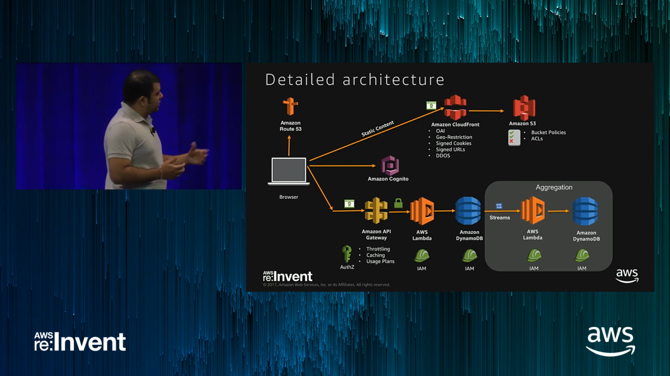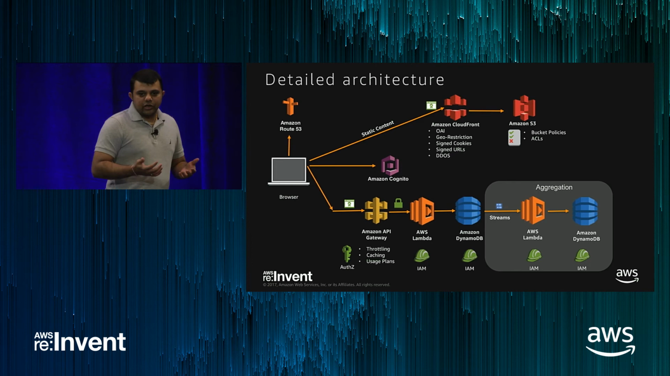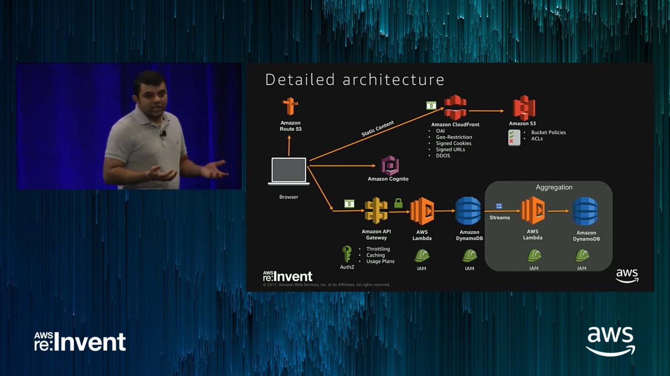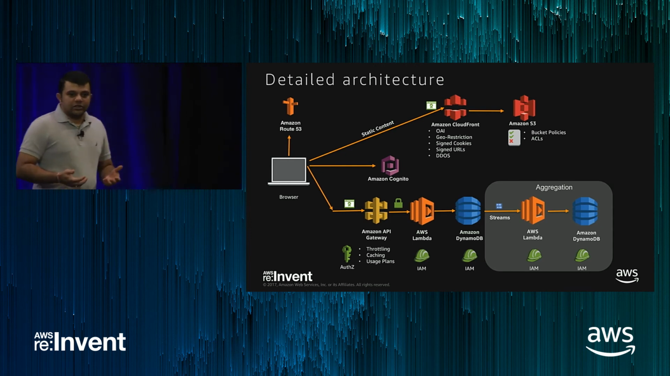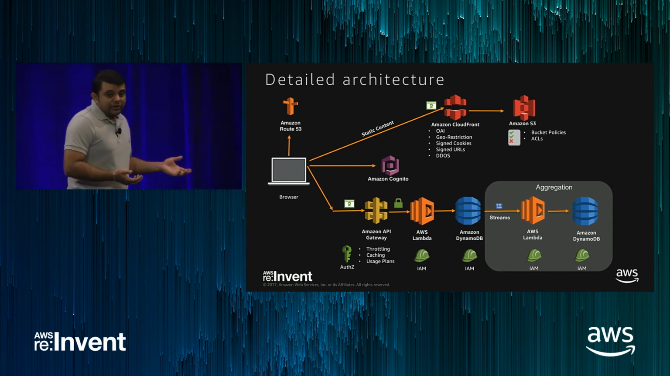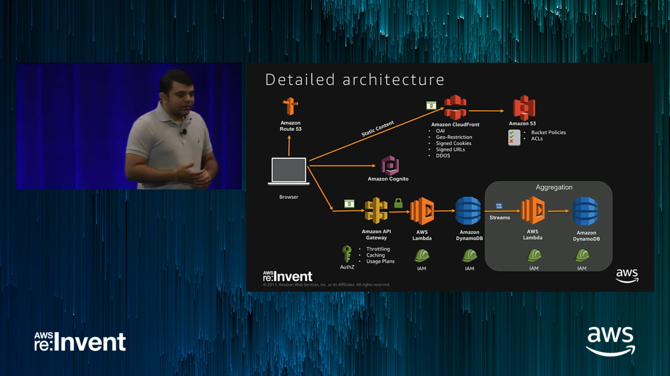Let's talk about scaling. With the API Gateway, it scales automatically, so you really don't have to do anything from a scaling perspective. It's designed to handle millions of concurrent requests. Same thing with Lambda, it's designed to do that.